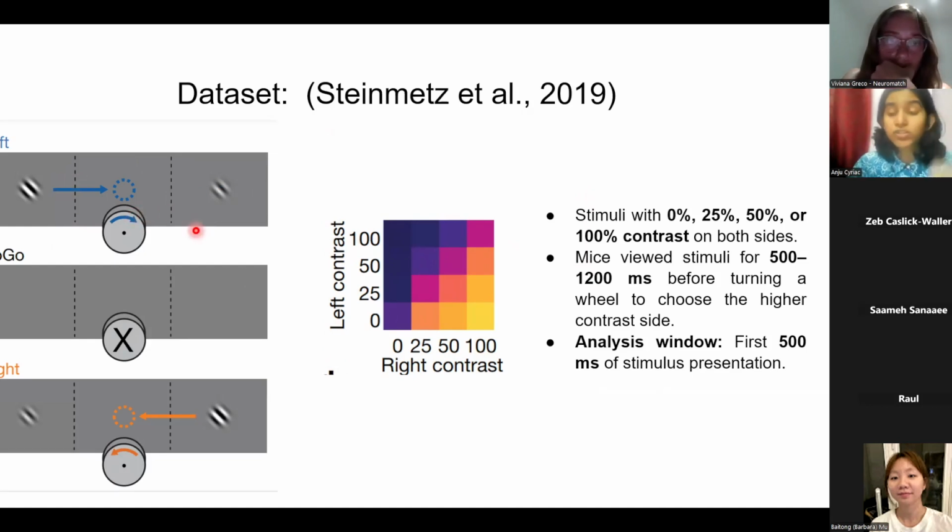The mice viewed the stimuli for around 500 to 1,200 milliseconds before they made the decision to turn the wheel to left or right. Since this 500 millisecond window is constant for all the mice, we selected the first 500 milliseconds of the stimulus presentation window for our analysis.